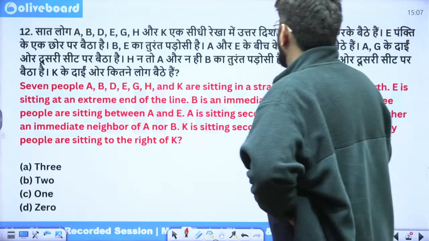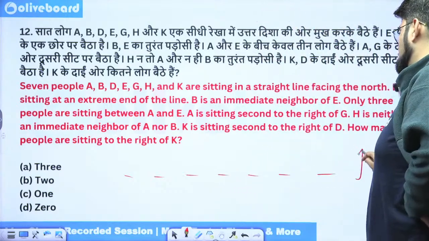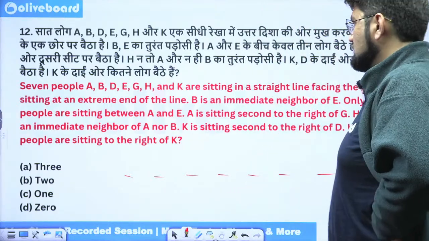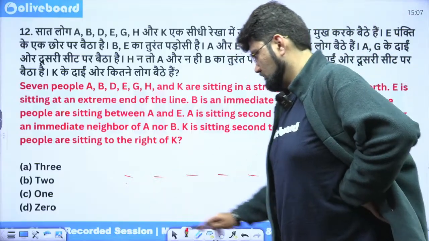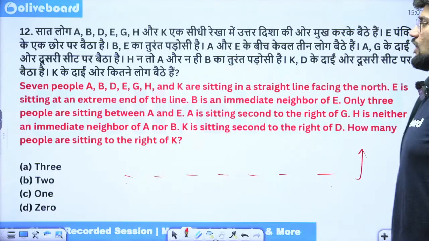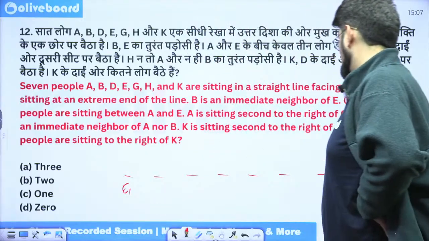7 people are sitting in a straight line facing the north. So 1, 2, 3, 4, 5, 6, 7. I have 7 people facing the north. E is sitting at an extreme end. So it's either here or here. Now, I'll just show you one thing. We'll consider E1 and E2.